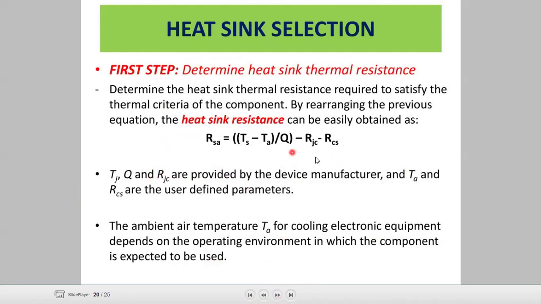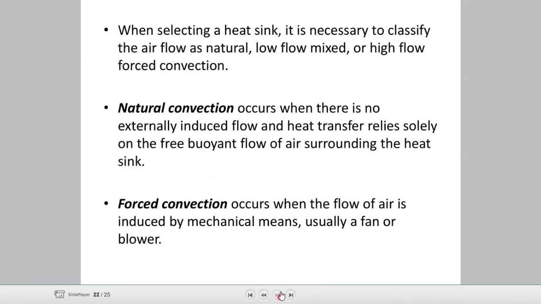To determine the heat sink thermal resistance, we need to subtract from this change in temperature the remaining resistance values. Here Ta is the temperature of the air cooling the electronic equipment, depending on the operating environmental conditions. Okay, all these things.